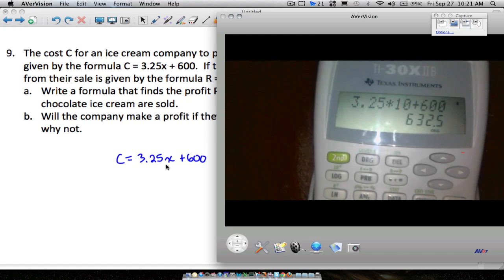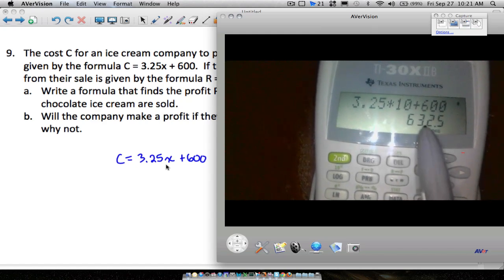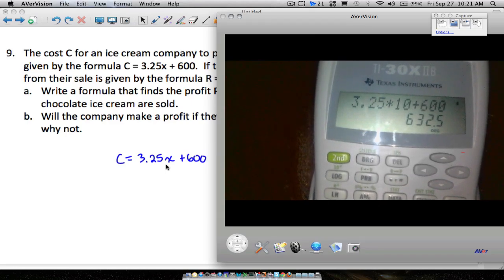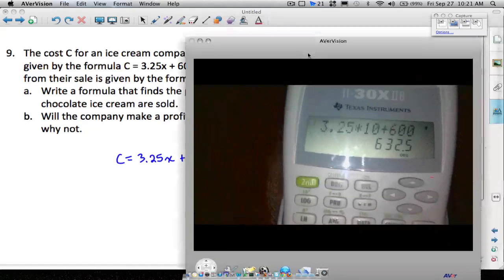Now y'all, a pint of ice cream, Ben & Jerry's, that's a pint of ice cream. Most come in smaller sizes, but I'm sure you have seen in the grocery store a pint of ice cream. That's a ridiculous cost. It's going to cost them $632.50 just to make 10 pints. That's ridiculous. There's no way they can make a profit off of that, because what are they going to do with those 10 pints of ice cream?